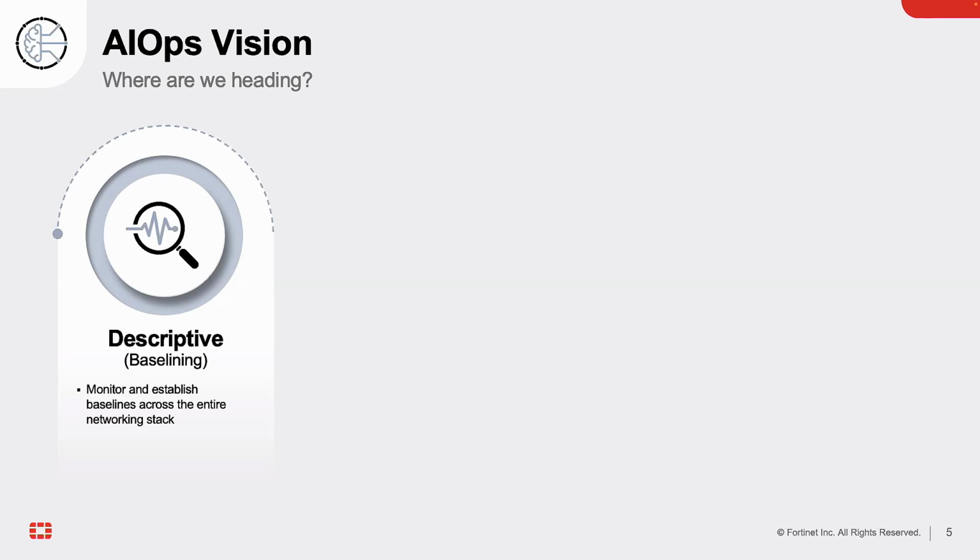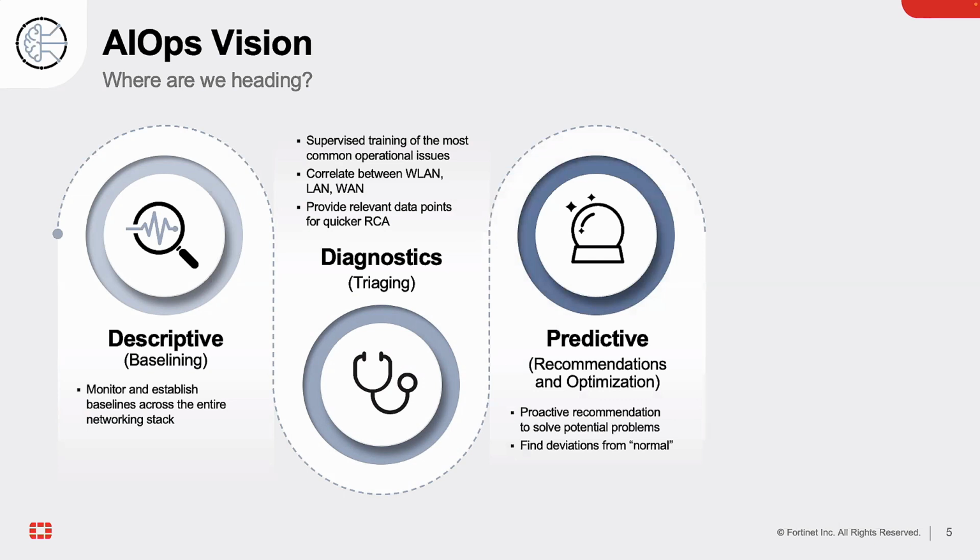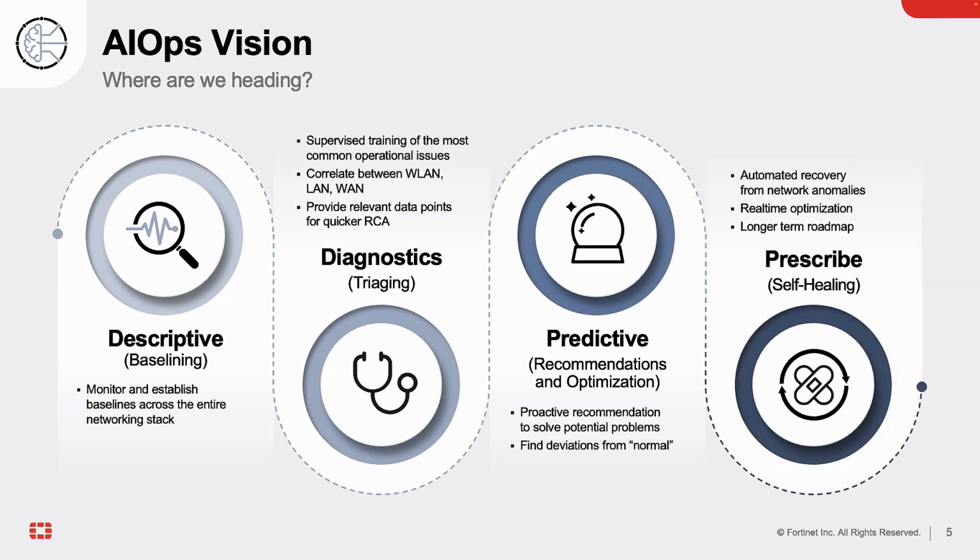As of today, as I told you, we do monitor, we do establish baselines across the entire network. We also provide some diagnostics, based on what we have seen from logs and from the REST API over the wireless LAN, LAN or SD-WAN. This is helping to go to the bottom of that and get the real root cause analysis. Where we are aiming to is to go to predictive. We are already starting to do some analysis, and I'm going to explain that a bit later. And the ultimate goal would then be to prescribe and to correct, to have a self-healing network.